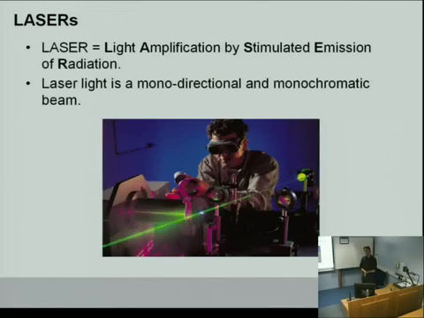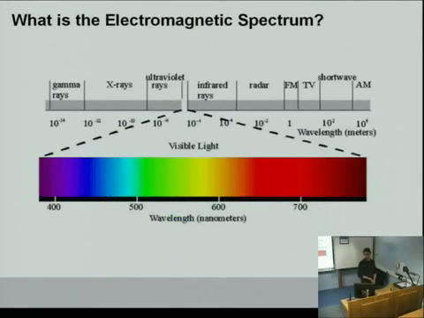Now, laser light has unique properties. Two of these being that it's monodirectional, meaning that we can have a nice narrow beam which doesn't spread out too much in one particular direction. Also, it can be a monochromatic beam, which means that it occupies a very narrow range of the electromagnetic spectrum, which we'll have a quick look at now.